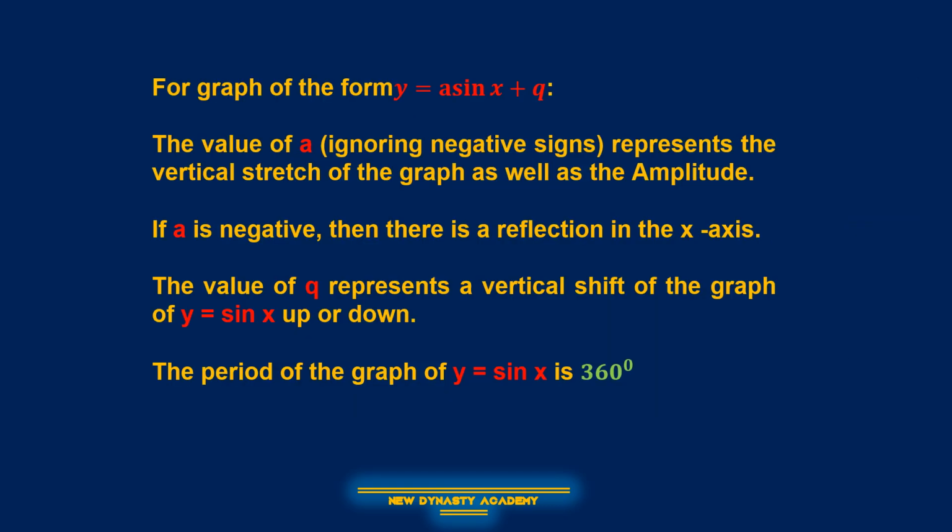Then furthermore, grade 10s, we are looking here at the graph, but there are some things that are added here. We've got A and Q that are added there. These are the parameters that I was talking about that are affecting the graph. So what does the value of A do to the graph? The value of A, ignoring the negative sign, represents the vertical stretch of the graph as well as the amplitude of the graph. The change in A will basically change the amplitude, as it will either stretch the graph or compress the graph.